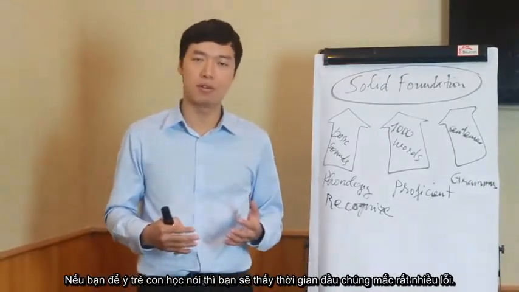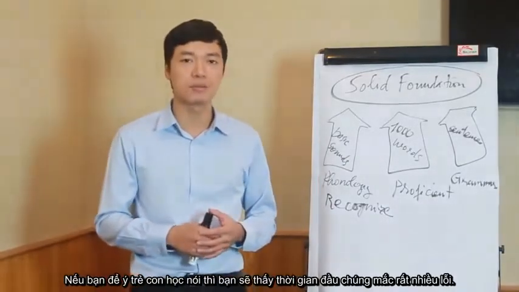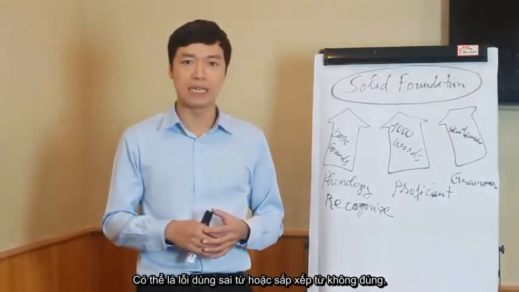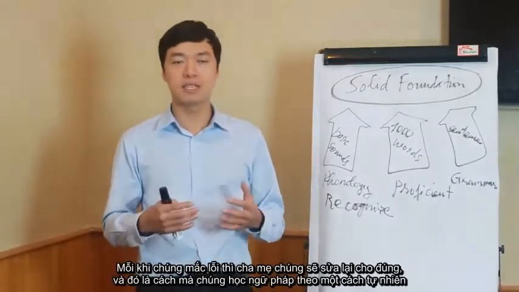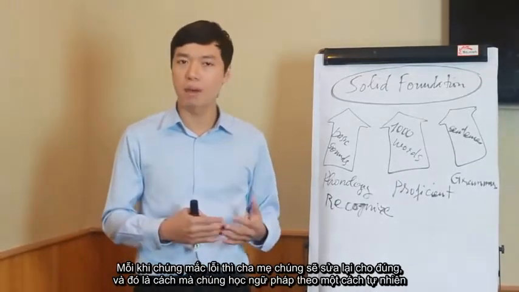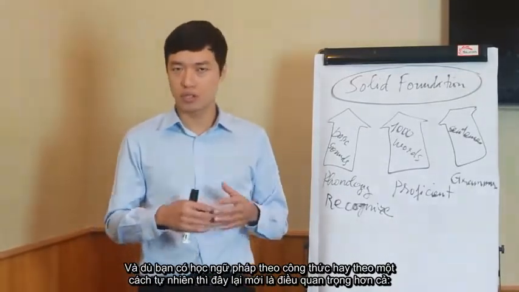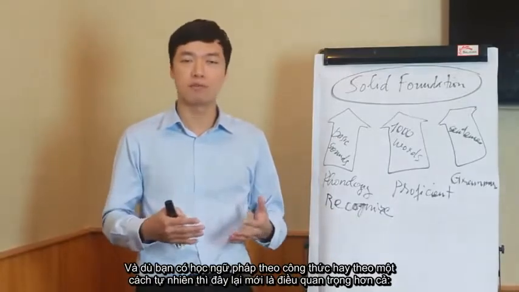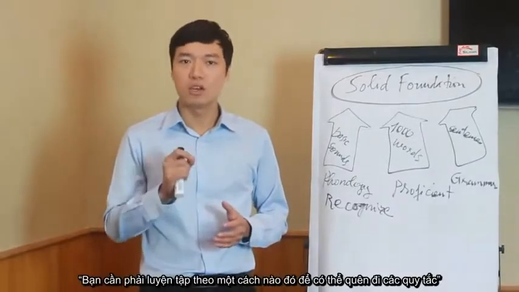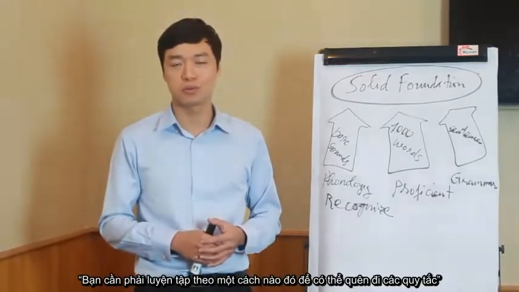If you notice how kids learn the mother tongue, you will see that they make a lot of mistakes in the early stage. And it can be choosing a wrong word or putting words in a wrong order. And then every time they make a mistake, the parents correct them, and that's how they learn grammar in a natural way. And whether or not you study grammar with rules and formulas or in a natural way, a more important thing is this. You must practice in some way to forget all those rules.